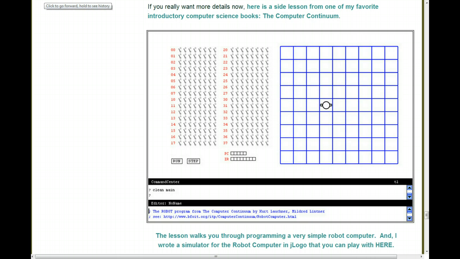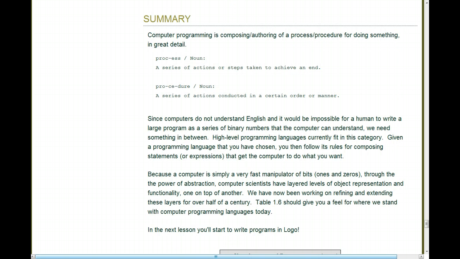Here is a robot computer simulator you can explore if you're interested. As I said at the start of this lesson, programming is just describing how to do something. But since computers don't understand our native language, and we would go crazy trying to describe something with just ones and zeros, which is what the computer does understand, we use computer programming languages.